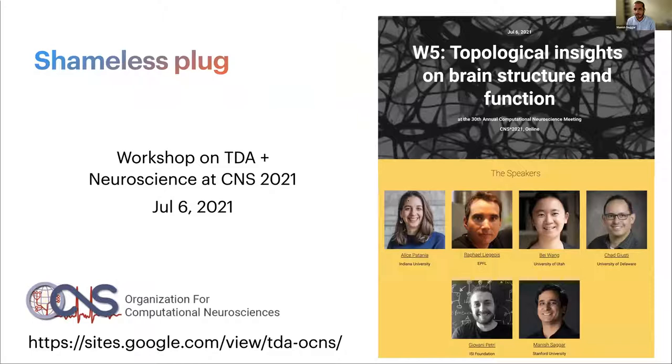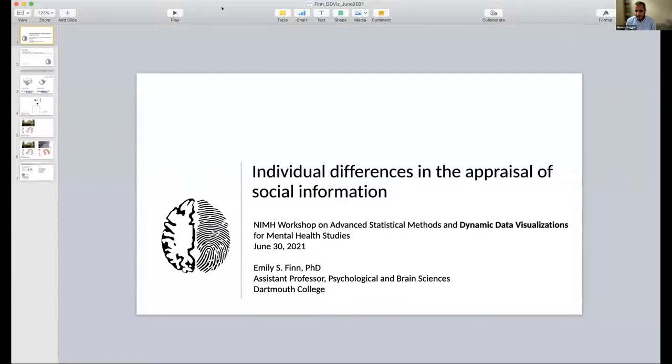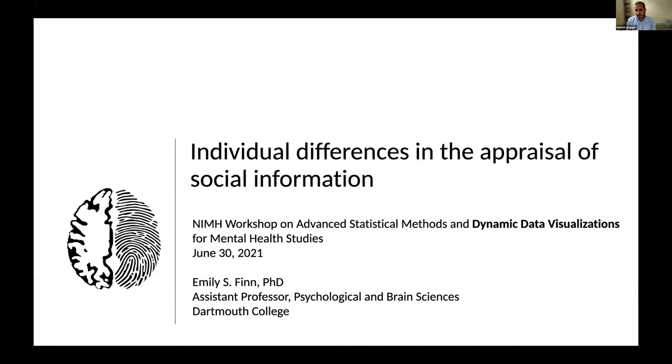And with that, hopefully I'm still in time. I would like to introduce our next speaker. Okay, so it's my pleasure to introduce our next speaker, Dr. Emily Finn. Emily is an assistant professor in the Department of Psychological and Brain Sciences at Dartmouth. She completed her PhD at Yale and received postdoctoral training at NIMH. Her current work focuses on understanding individual variability in brain activity and behavior, especially as it relates to the appraisal of ambiguous information under naturalistic conditions. So with that, please welcome Dr. Finn.